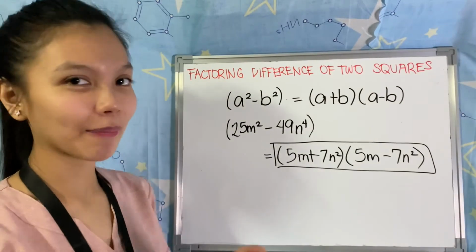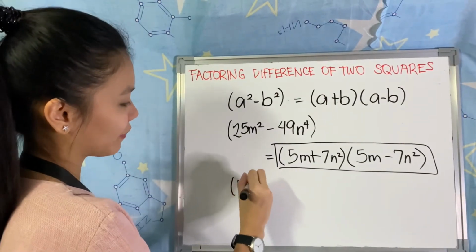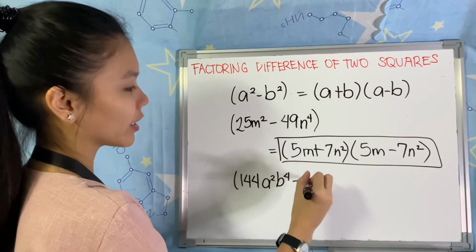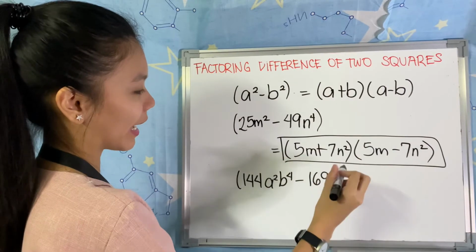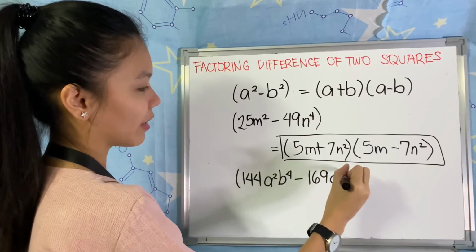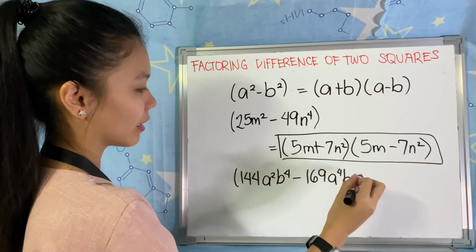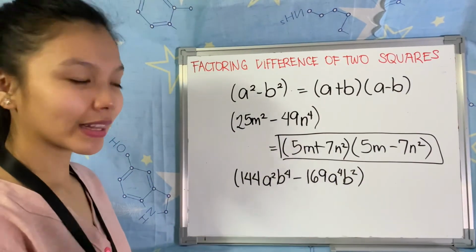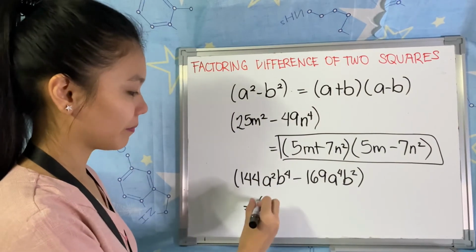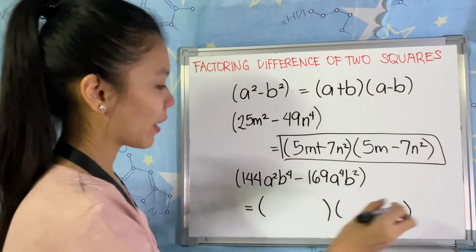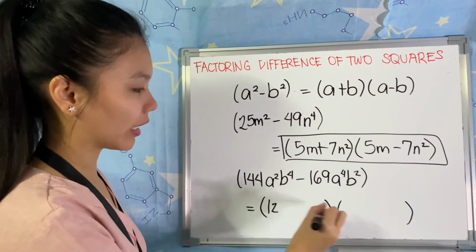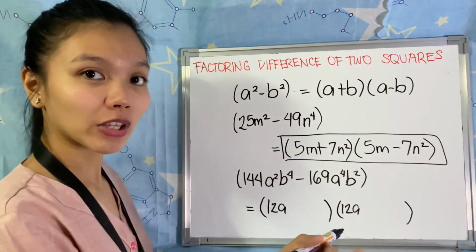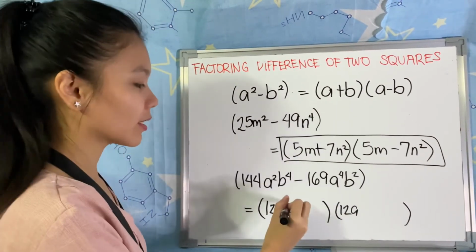Okay, so another example, we have 144a squared b raised to 4 minus 169a raised to 4 b squared. Get the square root of the first term. The square root of 144 is 12. The square root of a squared is a. The square root of b raised to 4 is b squared.